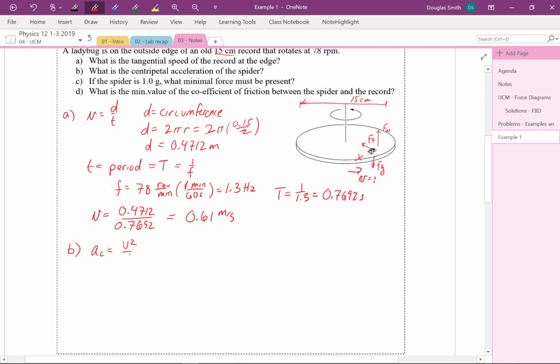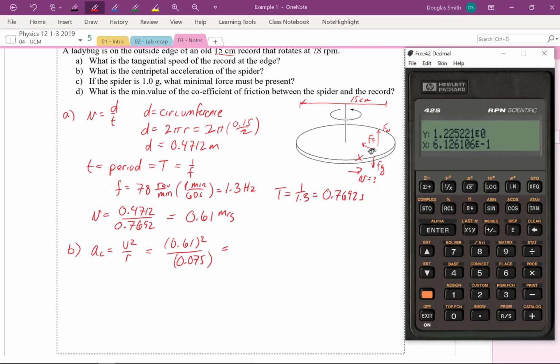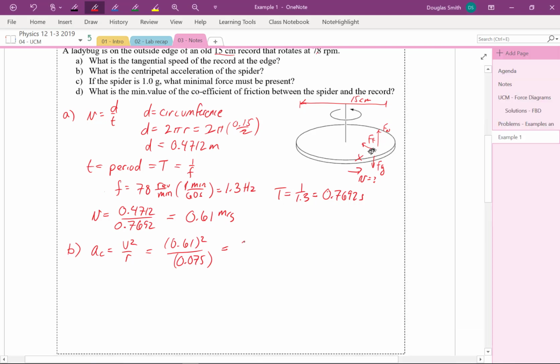Acceleration is v squared over r. So 0.61 squared divided by 0.075. Remember, it's 15 centimeters divided by 2. So I'll square that, and divide by 0.075, I get 5.0 meters per second squared.